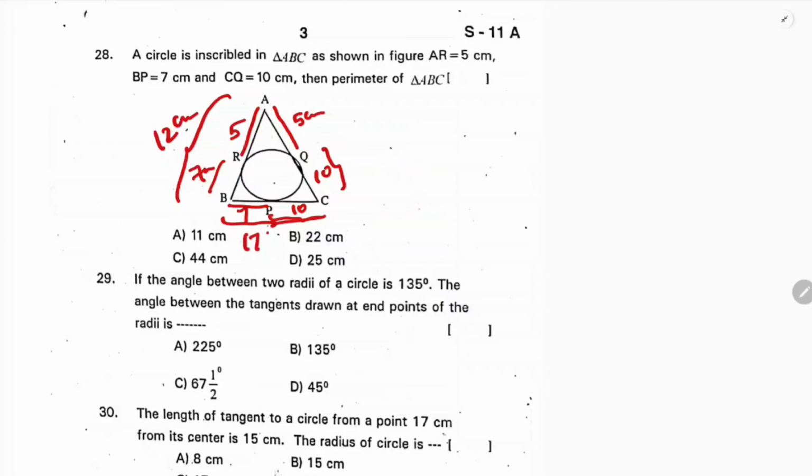BC is 17 centimeters, and AC is 15 centimeters. So to find the perimeter, 12 plus 17 plus 15. So here 17 plus 15 is 32 plus 12, which is 44. So 44 centimeters is the perimeter. Correct option is C.